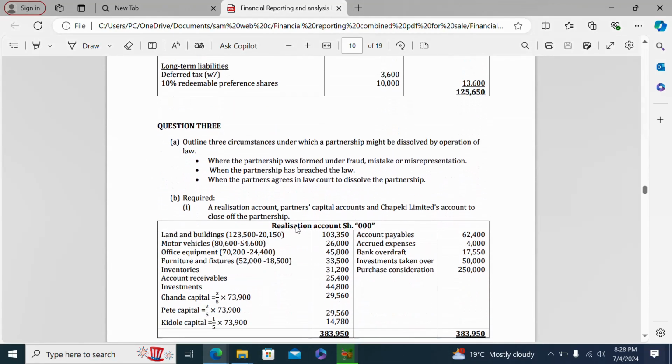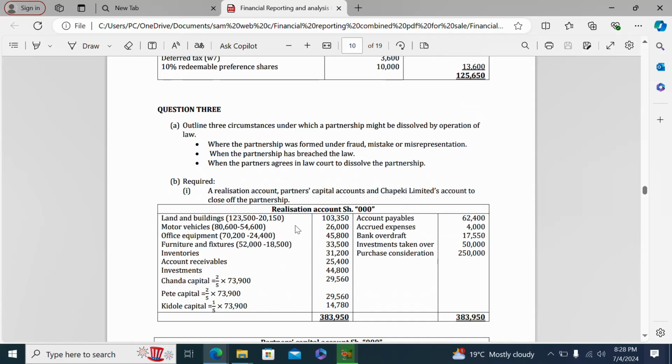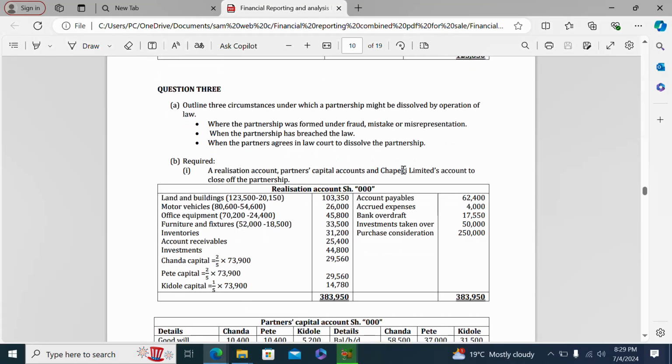And then we have question 3. Outline 3 circumstances under which a partnership might be dissolved by operation of law. When the partnership was formed under fraud, mistake, or misrepresentation, so the law can decide to dissolve that partnership. When the partnership has breached the law, if you are partners and you breach the law, then the court can decide to dissolve you under the operation of the law. And when the partners agree in a law court to dissolve the partnership, if you go to a law court and you decide to dissolve, then the partnership can be dissolved.